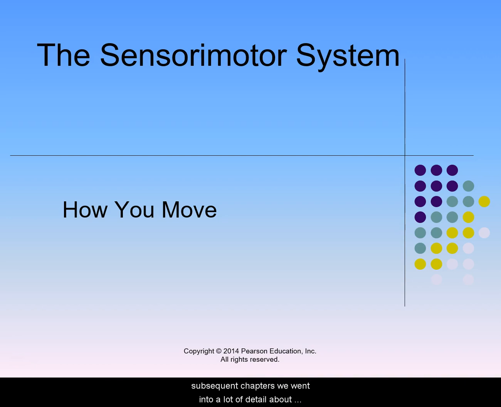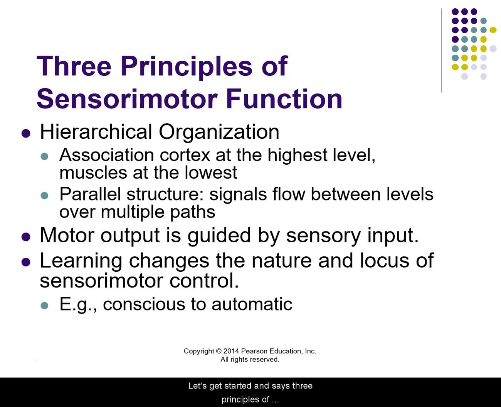We went into a lot of detail about motor areas in the brain in chapter 3. We talked about basal ganglia. We talked about the sensory motor cortex, the motor cortex. And now in this chapter, we get to really focus in on the whole motor pathway from the muscles to the association cortices that organize and control all of those movements. Okay, so let's get started.